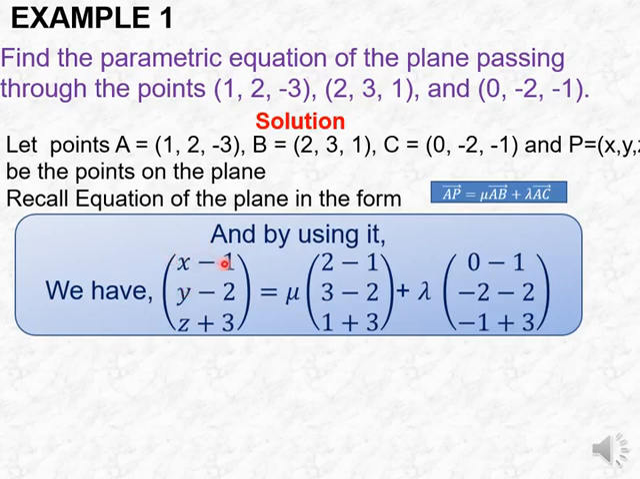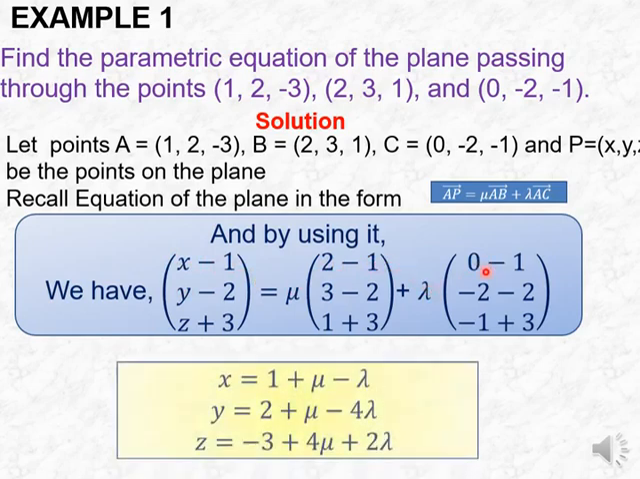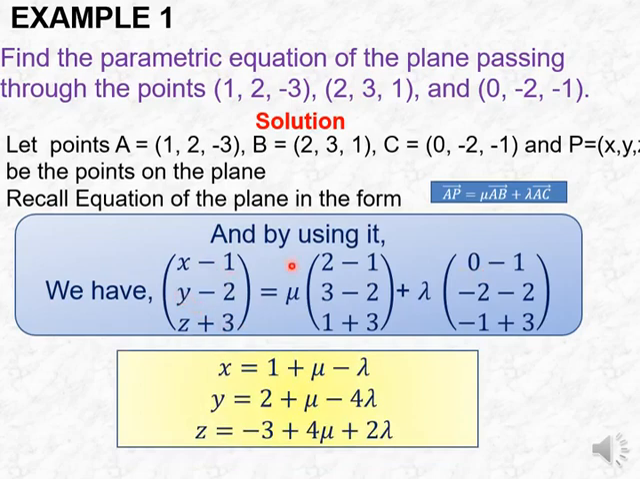Now here we get the x components, which is x minus 1 is equal to mu (2 minus 1) plus lambda (0 minus 1). When you simplify that, you get x equals 1 plus mu minus lambda. Similarly, y minus 2 is equal to mu (3 minus 2) plus lambda (-2 minus 2). When you simplify, you get y equals 2 plus mu minus 4 lambda. Similarly here, z plus 3 equals mu (1 plus 3) plus lambda (-1 plus 3). When you simplify, you end up with this expression.